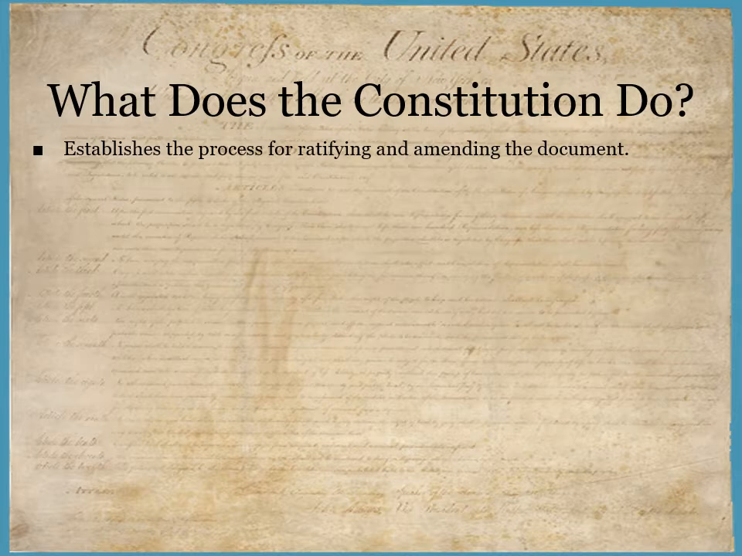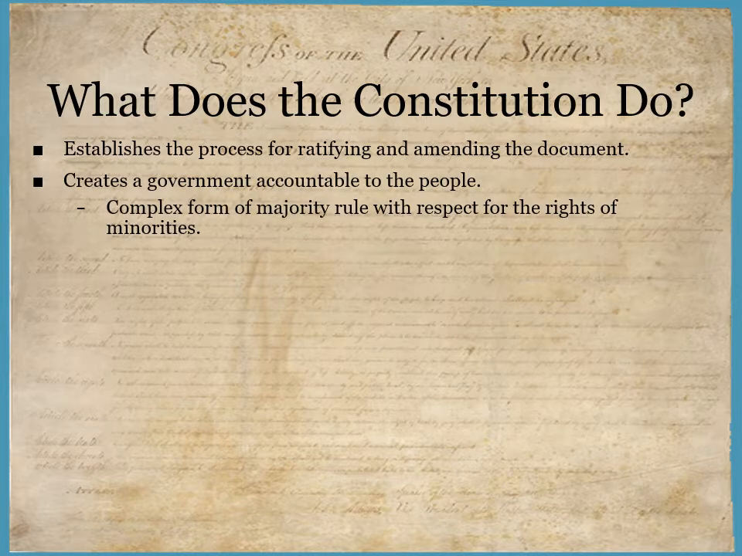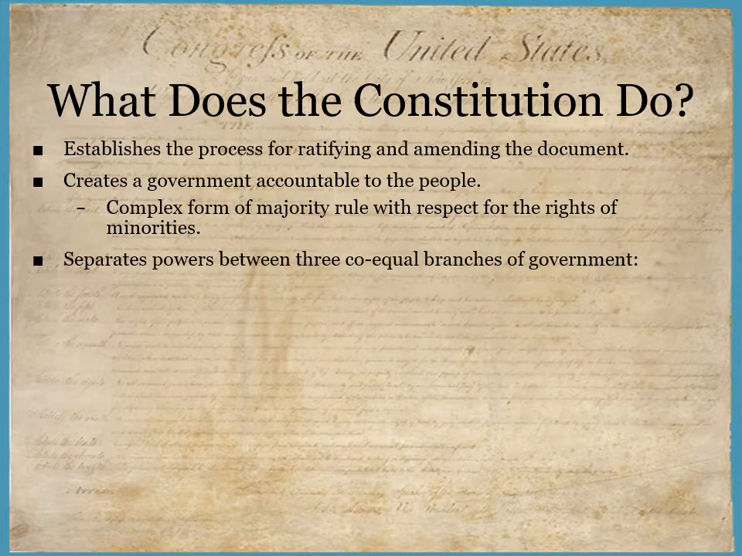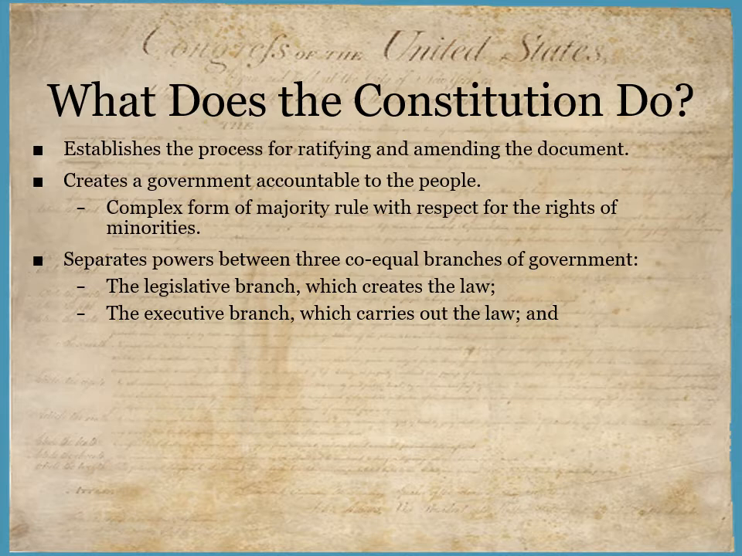But what exactly does the Constitution do? As I said before, it creates a government accountable to the people. It does this by fostering a complex form of majority rule that is combined with a respect for and a recognition of minority rights. It separates the powers of government into three co-equal branches: the legislative branch, which creates the law, the executive branch, which carries out the law, and the judicial branch, which interprets the law.